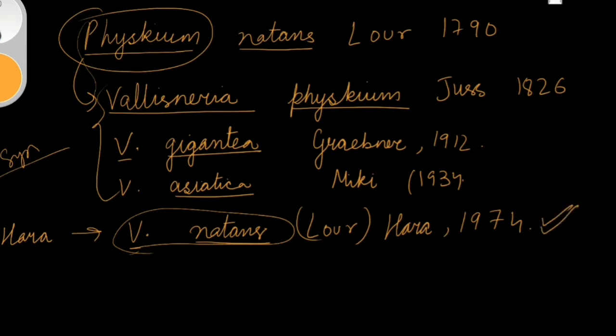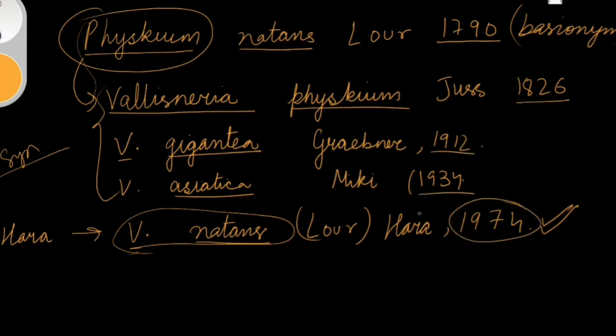Now if we look here, okay, so this name was considered as correct name. Okay, and this name, Physicium natans, was called the basionym. Basionym means the name on which the correct name is based on. Okay, so you can see that it is the oldest name, then comes 1826, then comes 1912, then 1934, and finally 1974. It is the most recently dated name. Okay, but even then it is considered as the correct name because it is legitimate, it is validly published. Okay, but all of these are not.